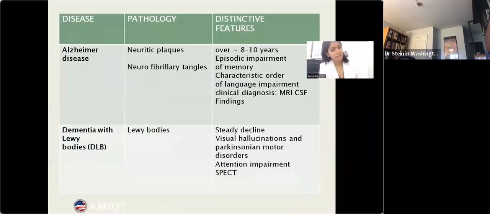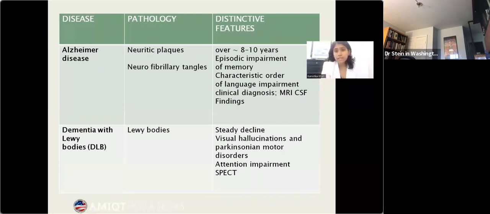Next, we're going to start with the major four dementias. First, we're going to talk about Alzheimer's disease. It is a progressive disease, which usually happens over 8 to 10 years and is characterized by the presence of what we call neuritic plaques and neurofibrillary tangles in pathology. Neuritic plaques are amyloid beta plaques, which accumulate extracellularly. On the other hand, neurofibrillary tangles are abnormally phosphorylated tau protein, which accumulates intracellularly.